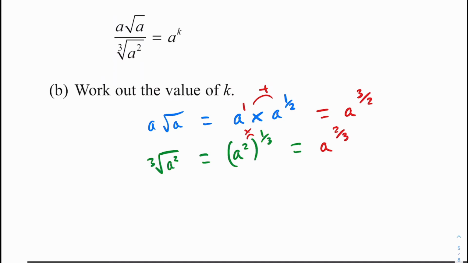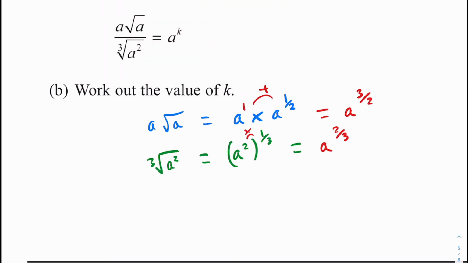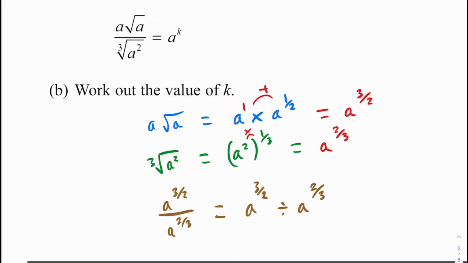Right, what we then need to do is form our fraction from the initial question up here, but in the forms that we've created down here. So we've now got a to the power of 3 over 2 divided by a to the power of 2/3. So I'm going to rewrite this, a to the 3 over 2 divided by a to the power of 2 over 3, and then we just have to subtract our two powers.